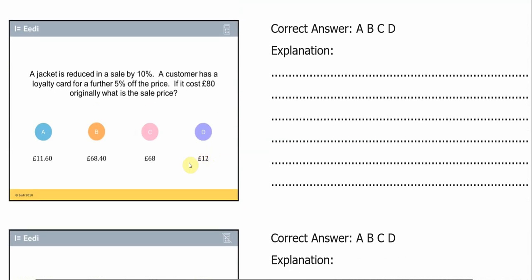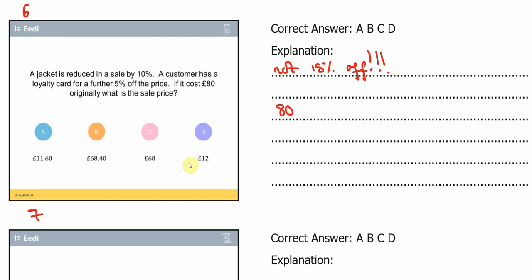Okay, question 6 and 7 here. A jacket is reduced in a sale by 10%. A customer has a loyalty card for a further 5% off. The jacket cost £80 originally. What is the sale price? Well, it is not 15% off. Do not fall for that trick. And you'll see why. Do it step by step.